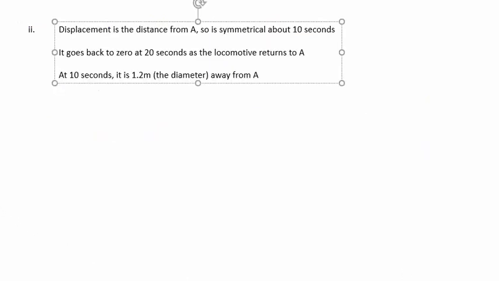In part 2, we're asked to explain the shape of the graph shown in figure 21.2. Well, this gives displacement against time, and the displacement is the distance of the locomotive from A, so it will be symmetrical about the midpoint of 10 seconds. It goes back to 0 at 20 seconds as the locomotive returns to A, and at 10 seconds the locomotive will be 1.2 meters, or the diameter of its track, away from A.